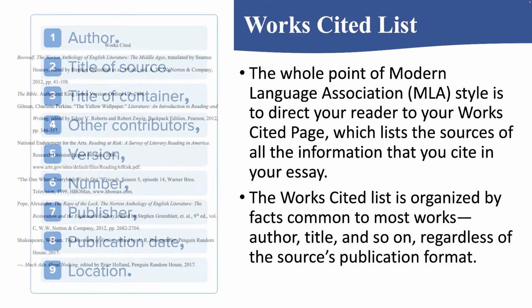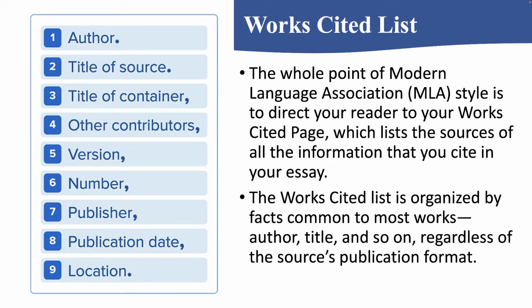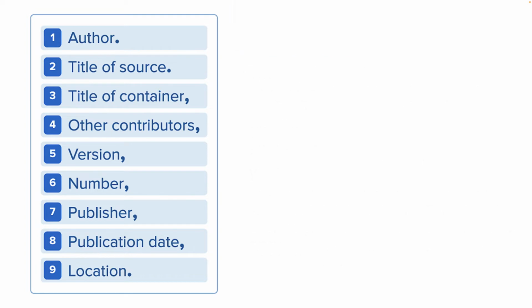MLA Style Guidelines, edition 9, lists 9 elements that are common to most works, author, and so on. And it lists these elements in this order, and you're going to need to follow this order when listing those same elements of your sources. So let's look at an example of how this works. So we have an author, Northrop Frye. We place the last name of the author first, followed by a comma, then the first name and a period.